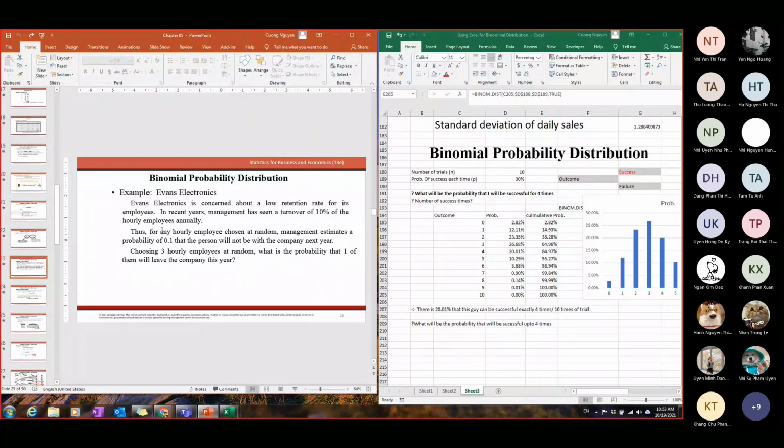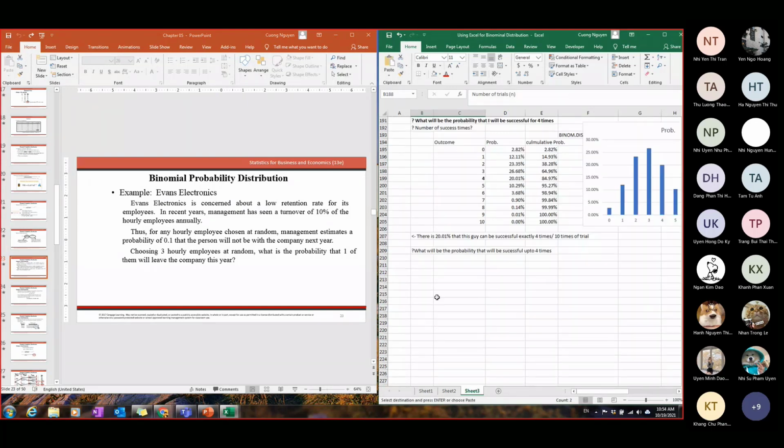So for any hourly employee chosen at random, the manager estimates a probability of 10% that the person will not be with the company next year. So that means the same thing happens, right? We can do it one more time. The successful rate will be 0.1. That means, over here, the probability that the people will quit will be 0.1.